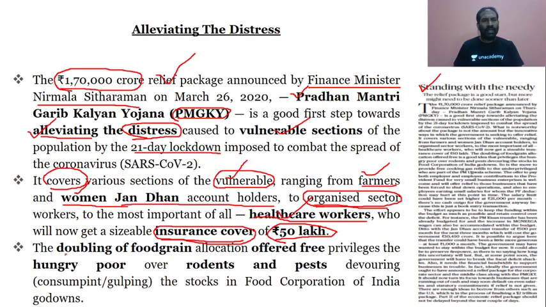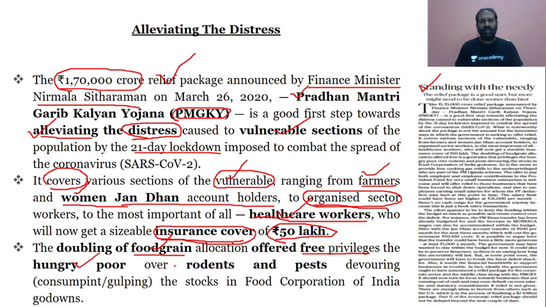The other one is the doubling of the food grain. This is very important: the finance ministry has not only thought about the money which would be pumped into the vulnerable sections and the organized sections, but also about the doubling of food grain. How? By offering free privileges to the hungry poor.